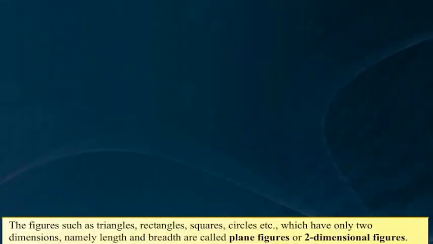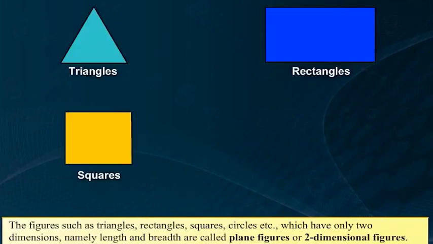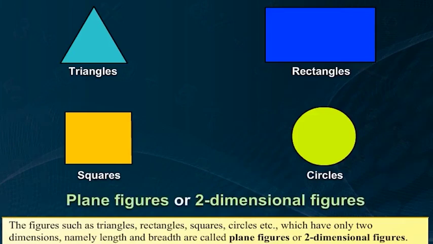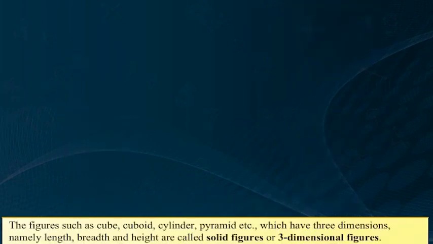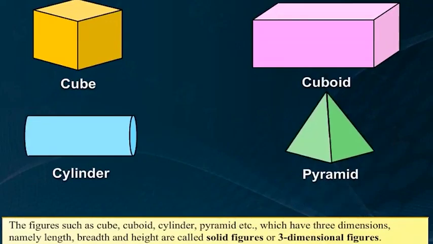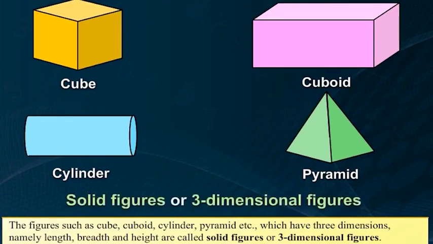Look at the animation. The figures such as triangles, rectangles, squares, circles, etc., which have only two dimensions, namely length and breadth, are called plane figures or two-dimensional figures. The figures such as cube, cuboid, cylinder, pyramid, etc., which have three dimensions, namely length, breadth and height, are called solid figures or three-dimensional figures.